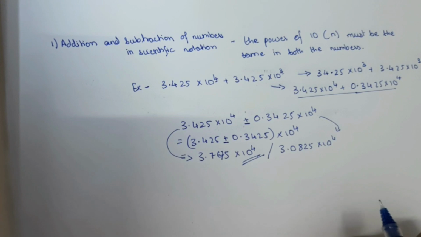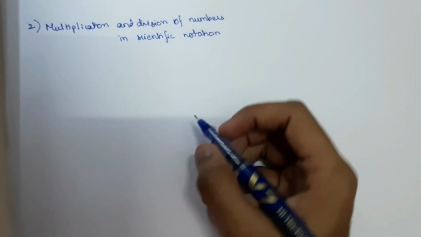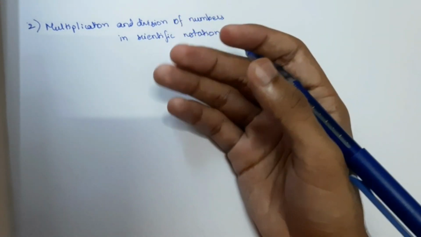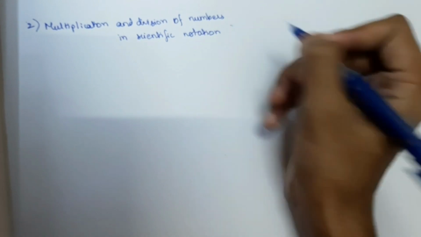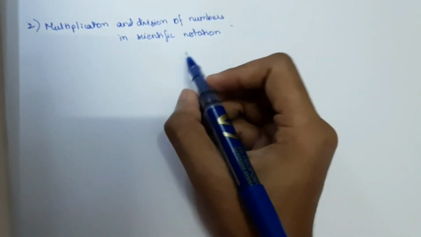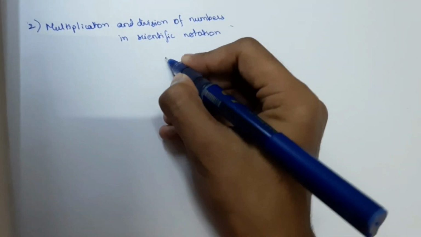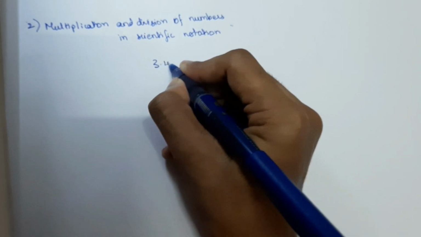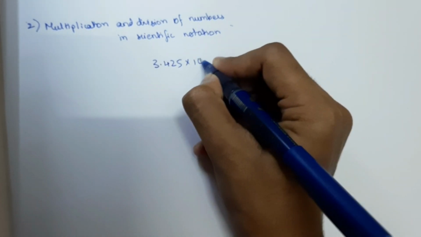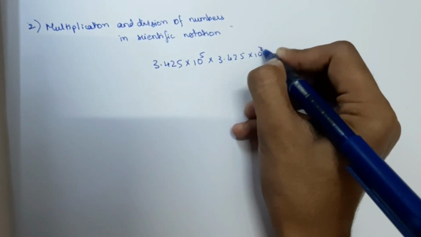Now let's move on to multiplication and division of numbers in scientific notation. This is actually very simple. What we need to do is understand it with the help of an example. So let's take the same two numbers that we took before, which would be 3.425 times 10 raised to 5 multiplied by 3.425 times 10 raised to 8.